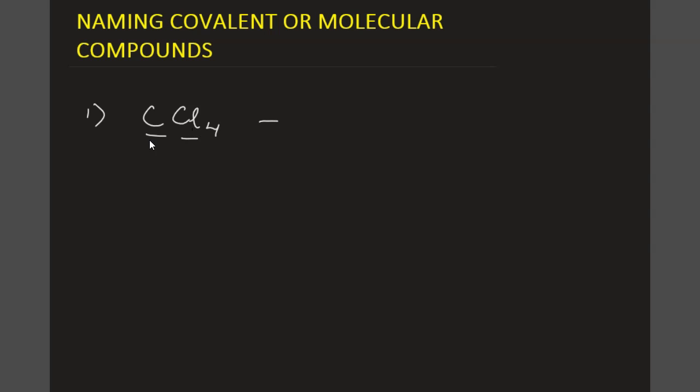The name of the first nonmetal, that is the less electronegative one, meaning more on the left side on the periodic table, is going to be written as is. So we would write it as carbon. The name of the more electronegative one is written on the right side of the periodic table. So chlorine is on the right side of the periodic table because it has higher electronegativity. So it's more negative, so this will be ending with ide. So we write down chloride.